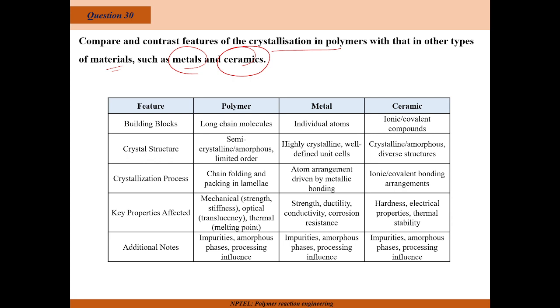Key properties, like mechanical and optical, may be similar in many respects. The major difference comes from these three: the building block itself, the crystalline nature, and then the crystallization process itself. When this kind of question is asked, these are the primary things.